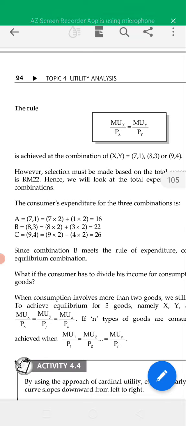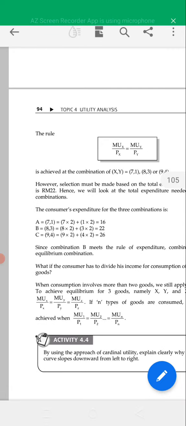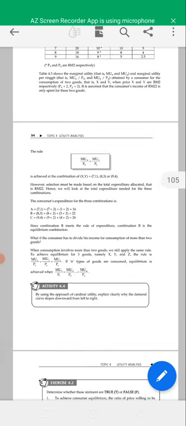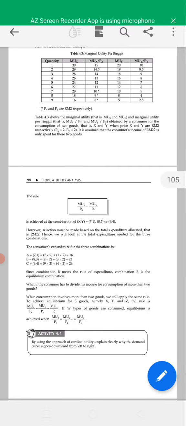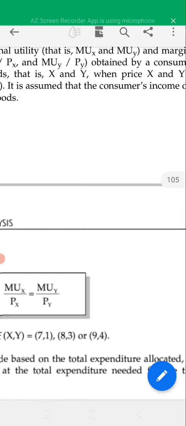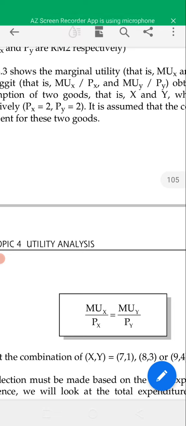That's what we said. So you need to ask yourself, how much income does this consumer have? You can see from this example, you are also given income. Down here it says it is assumed that the consumer's income is 22 kwacha. So among those bundles which we are having, which bundle is going to be equal to 22 when we place it in that budget line formula? That's what we're going to do here.